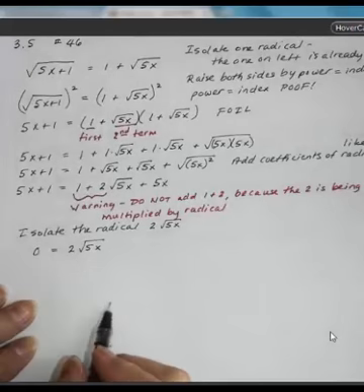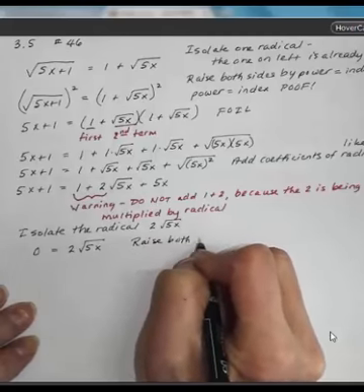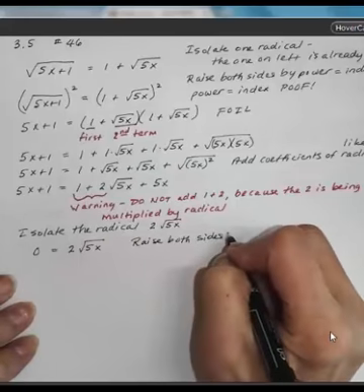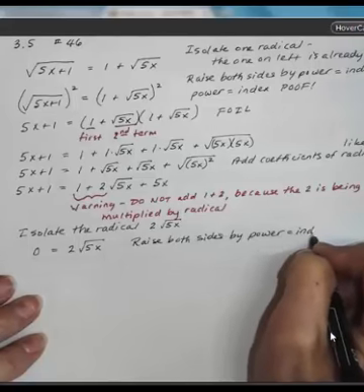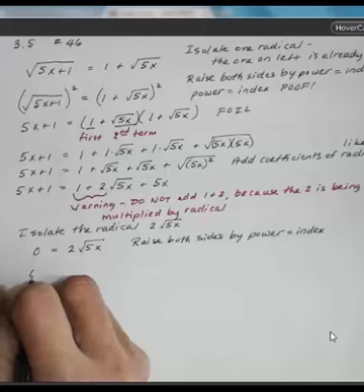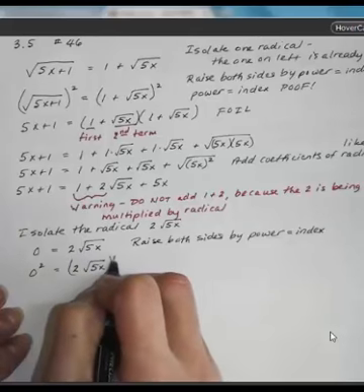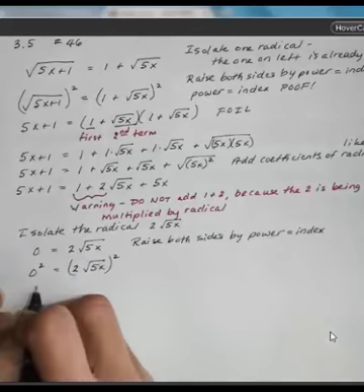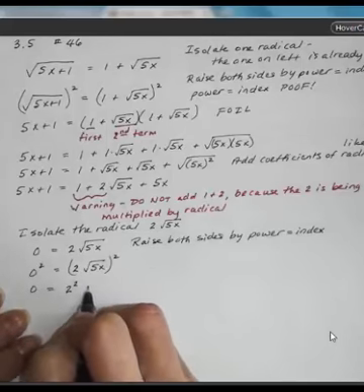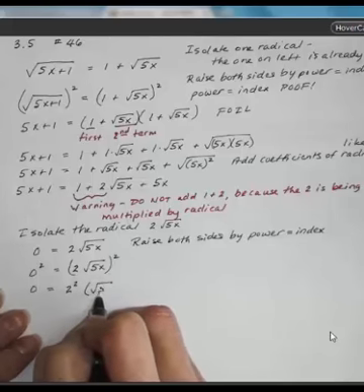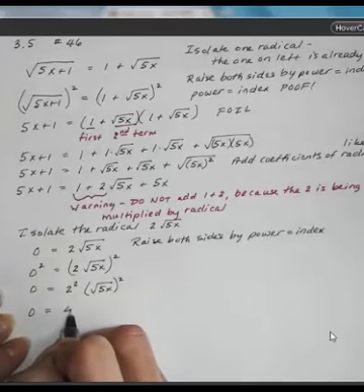Now you go through the same operations that we've gone through before. You're going to raise both sides of your equation by a power equal to the index, which in this case is 2. So I'm going to take 0 to the second power, and I'm going to take 2 square root of 5x to the second power. 0 to the second power is 0. On the right side, remember that you need to take the 2 to the second power as well as the square root of 5x to the second power. 2 to the second power is 4.